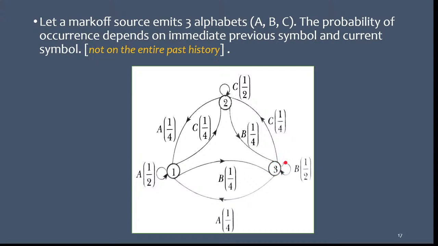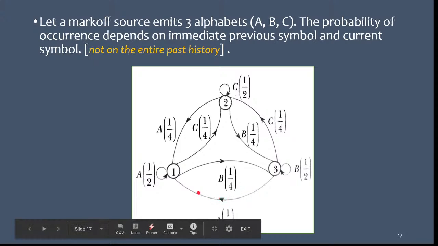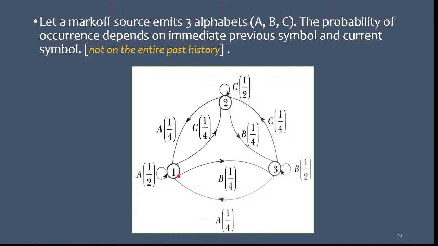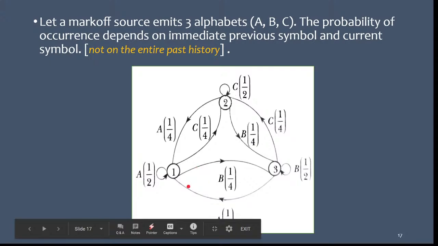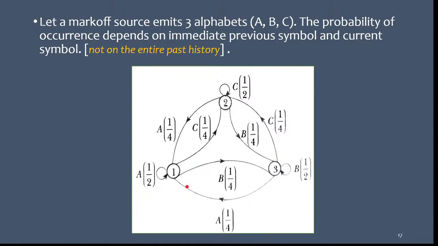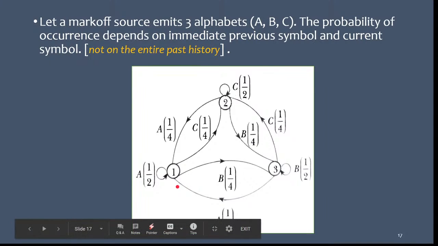Similarly, you can check regarding state 3. In state 3, it may emit B and come back to state 3 itself, I mean its original state, with the probability of 1 by 2, or it can emit C and reach a new state, that is state number 2, or from state 3 it can emit A and go to a new state, that is 1. So these are the transition probabilities since this is a dependent source. Okay.